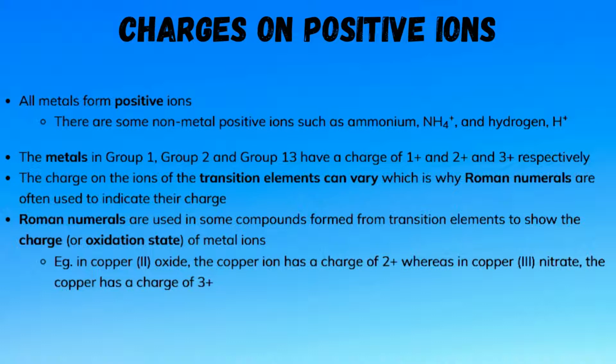That's why we use Roman numerals to indicate their charge. Roman numerals are used in some compounds from transition elements to show the charge of metal ions. Charge is otherwise called oxidation number or oxidation state. For example, in copper(II) oxide, copper is a transition element. It has a charge of +2. That's why the 2 is shown in Roman numeral. In copper(III) nitrate, the 3 indicates the oxidation number of copper in copper nitrate.